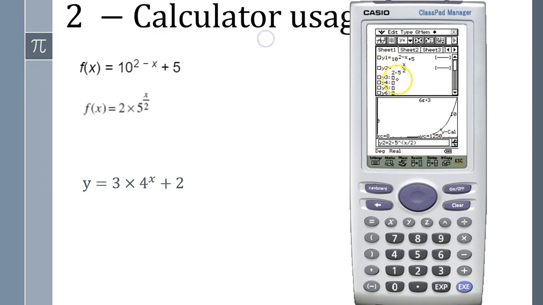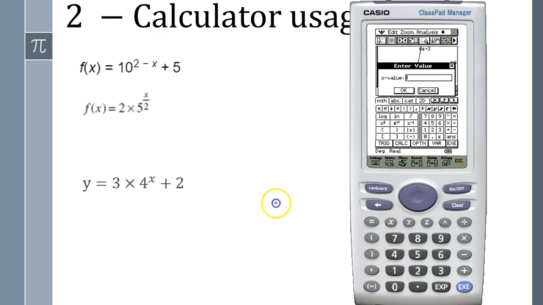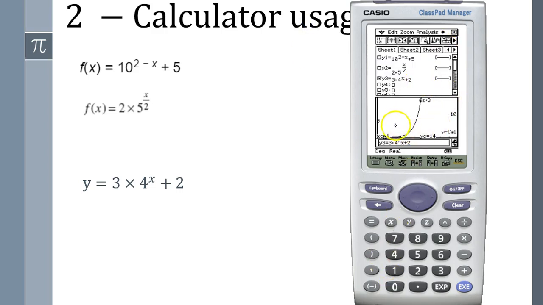All right, we'll do one last one. 3 times 4 to the power of x plus 2. Okay, analysis, g-solve, y-intercept. Y-intercept's at 5. Analysis, g-solve, y calc when x is 1. Y is 14. And our asymptote is 2.